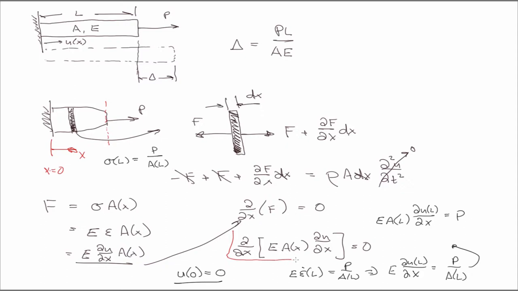So this is our equation that we're going to solve subject to this boundary condition and this boundary condition. And we need two boundary conditions because there's two derivatives. You have the partial x here that's going to operate on the displacement, so you have a second derivative in displacement in this term.